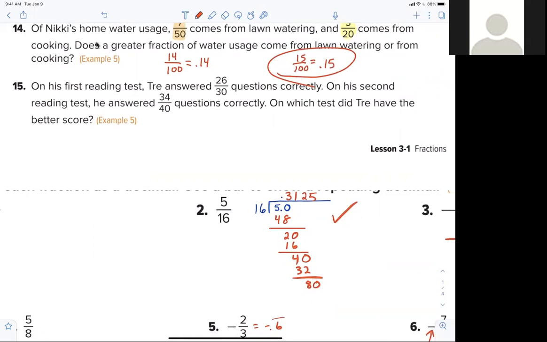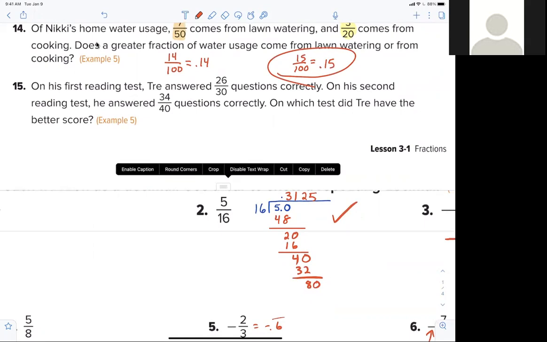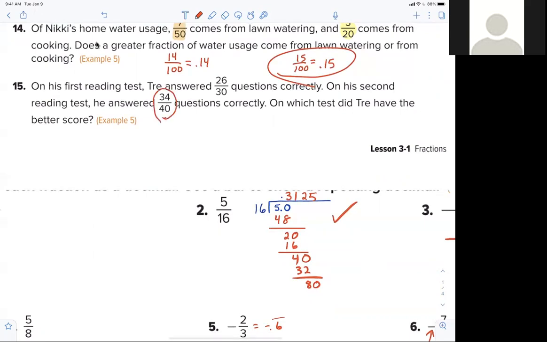I really don't like this because I can't see an easy way. Ooh, I can see an easy way for 34 out of 40, but I don't see an easy way for 26 out of 30. All right, what are you thinking? Just make it 120. Make it 120.